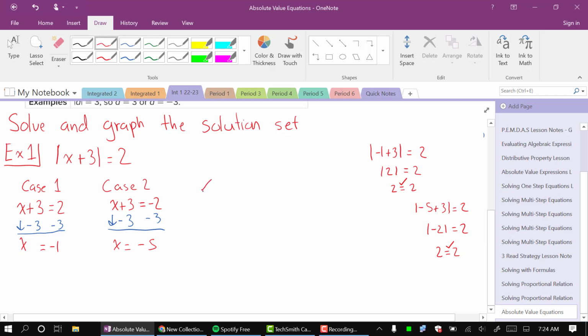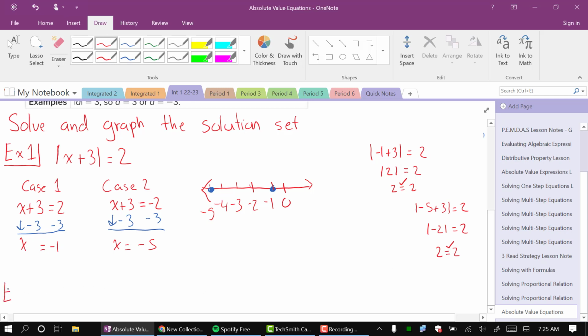So now let's graph the solution set. I'm going to build myself a number line: 0, negative 1, negative 2, negative 3, negative 4, and negative 5. I'm going to plot these 2 points. So I'm going to plot the point negative 1. I'm going to plot the point negative 5. So I've graphed the solution set. These are the 2 numbers that I could put back into my original equation and get a true statement. Here's the checks to show that I can get a true statement.